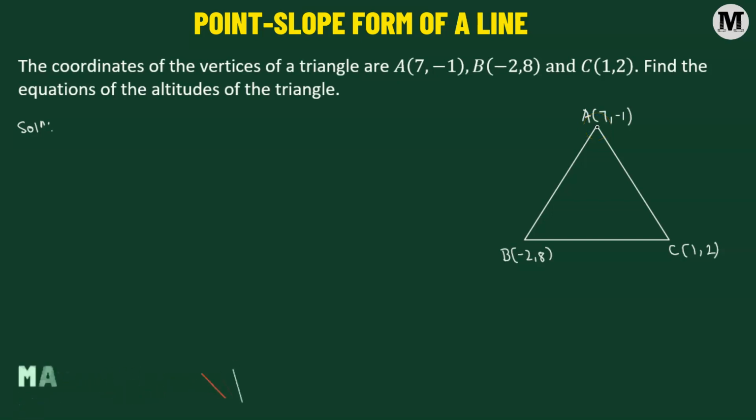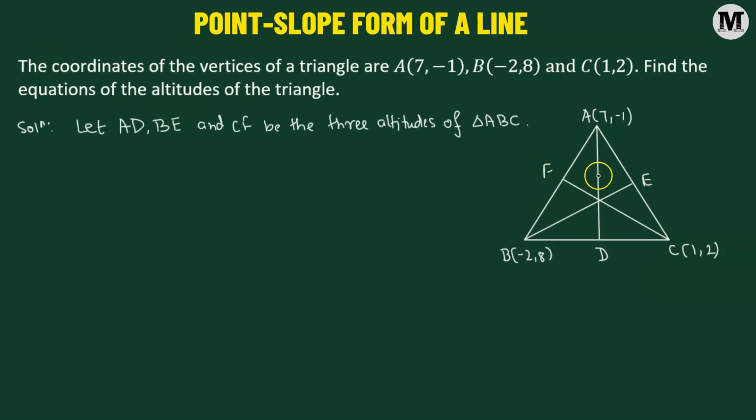That means from point A, we are going to drop a perpendicular on the side BC, and it's going to meet BC at point D, and AD will then become the altitude of the triangle. So here we have the altitude AD on the side BC. Similarly, we can drop an altitude from the vertex B on the side AC and from the vertex C on the side AB. So we have BE, the altitude BE perpendicular on AC, and we have CF perpendicular on AB.